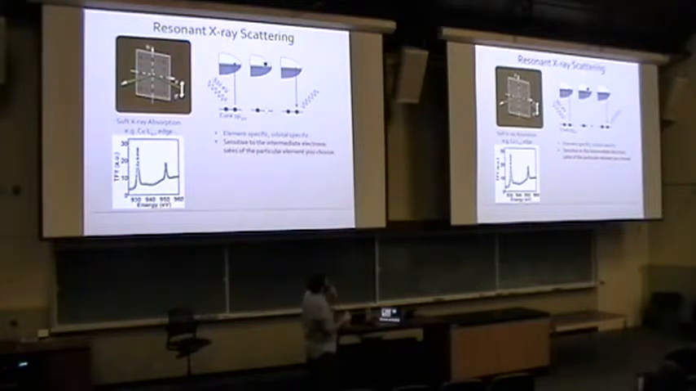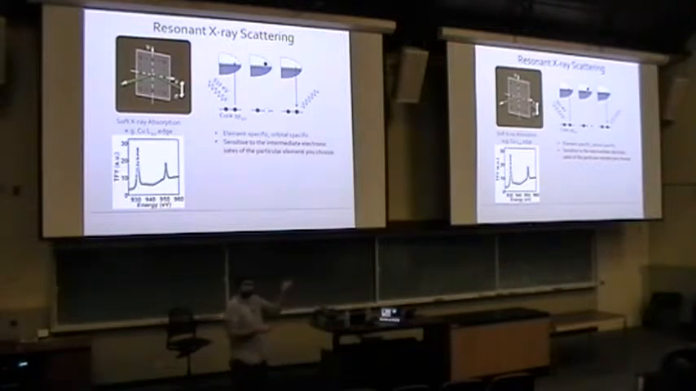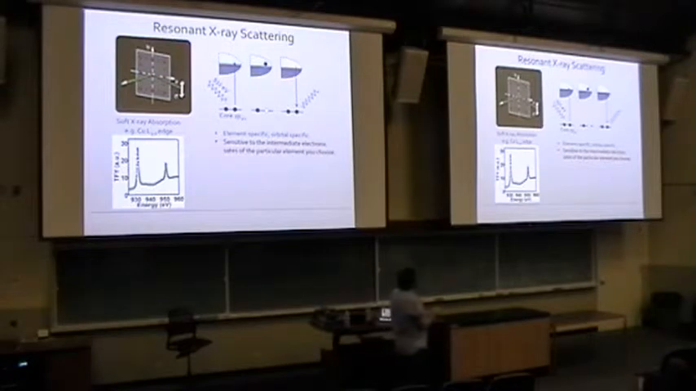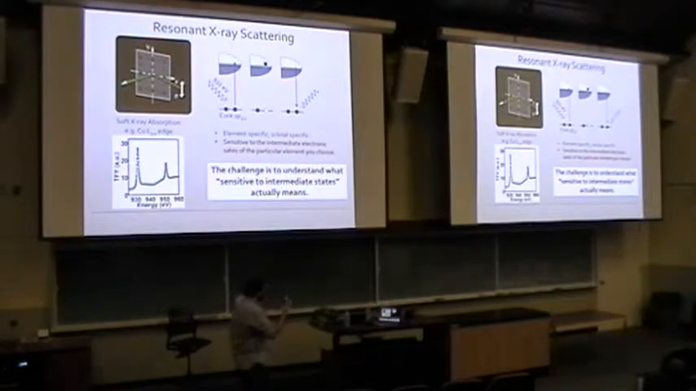And in this intermediate process, because of the core hole, you're really stuck to measuring this copper atom. But you're also sensitive to these intermediate electronic states of the particular element you chose. And so people will say this is a technique that's sensitive to those valence electrons through these intermediate states. Okay? The challenge is then to understand what sensitive to these intermediate states actually means.